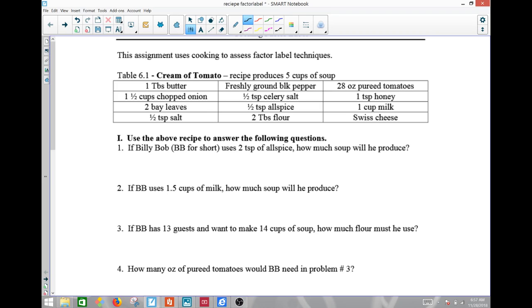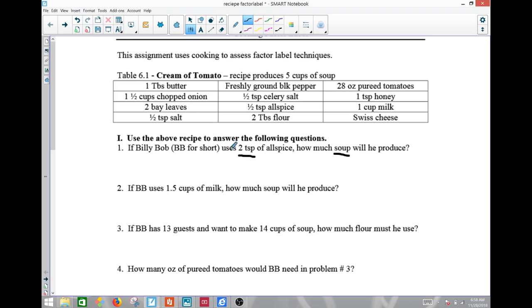All right, so now let's look at the first one. I'm not going to do all of these problems. I'm going to more or less just give you an opportunity to see how I set these problems up. Sometimes I call this the dot line method. Other teachers, Mrs. Jackson, for example, will use railroad tracks, but either way, it's always the same. I look at what I have: Billy Bob uses 2 teaspoons of allspice, and wants to know how much soup he can make.